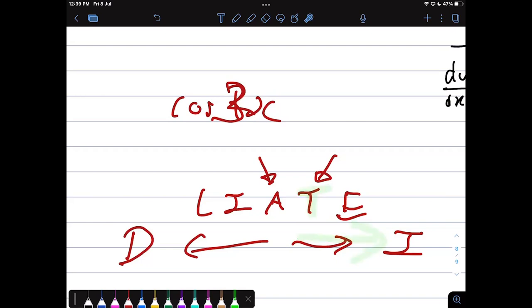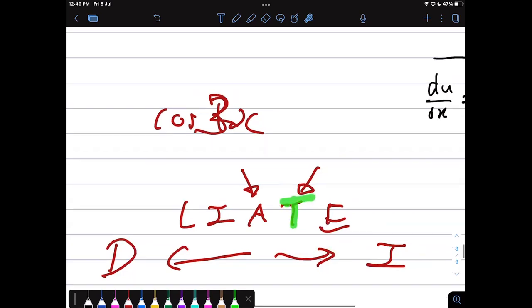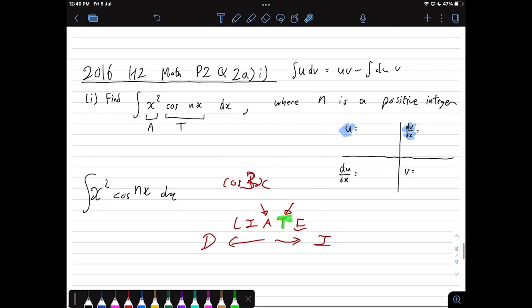So you pick T as the one that you want to integrate, which means that you have to pick it as the dv by dx, so you integrate it later. So that's what we're gonna pick. Can you tell me what's U? The x squared. Okay, then how about the dv by dx? The cosine nx. Very good.